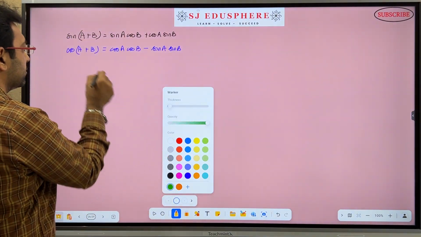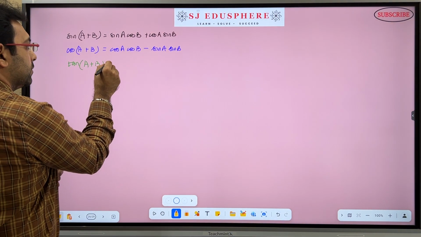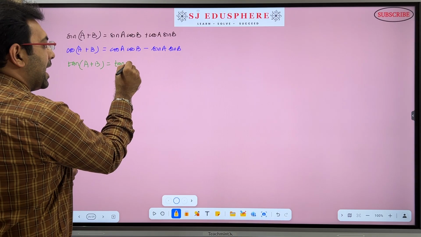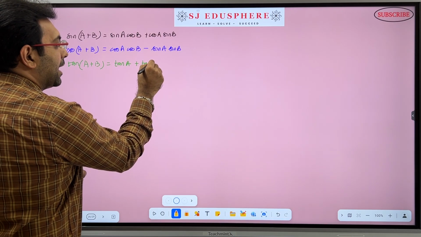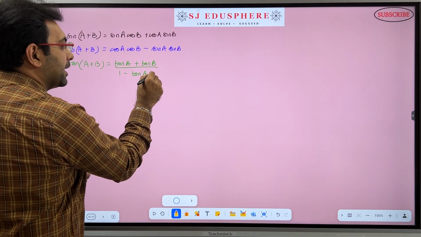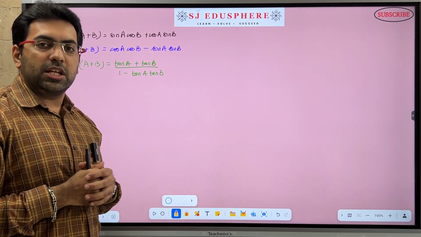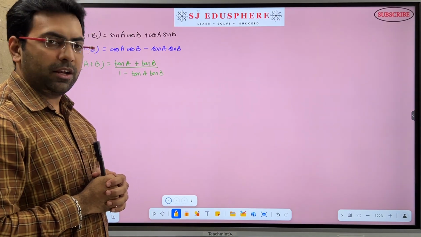And the last one, tan(A + B) is (tan A + tan B) over (1 minus tan A tan B). Now, most of the students find a challenge with the half angle and double angle formulas.